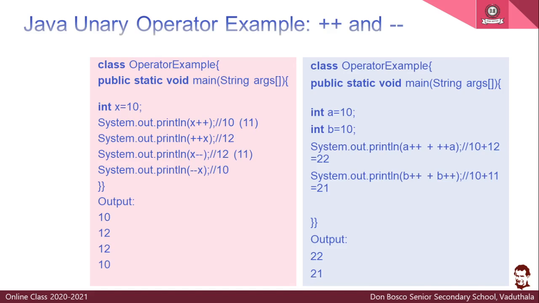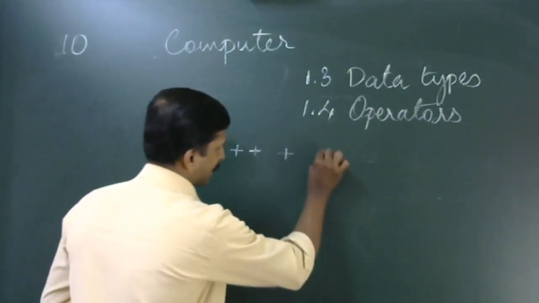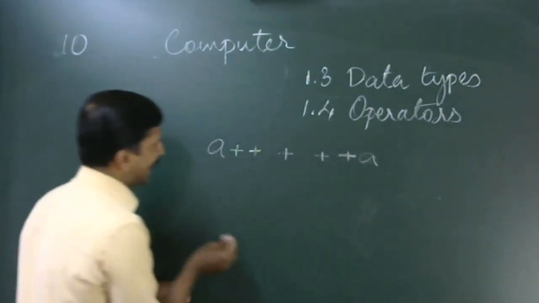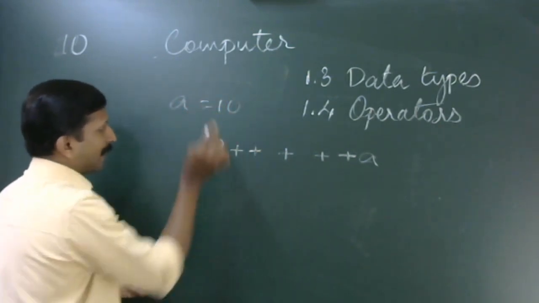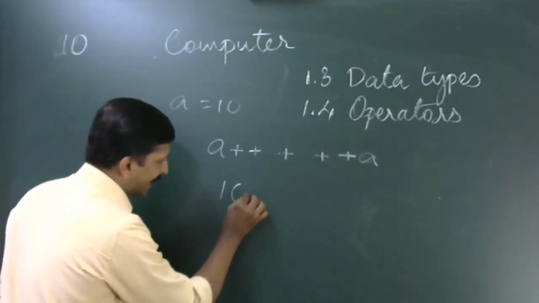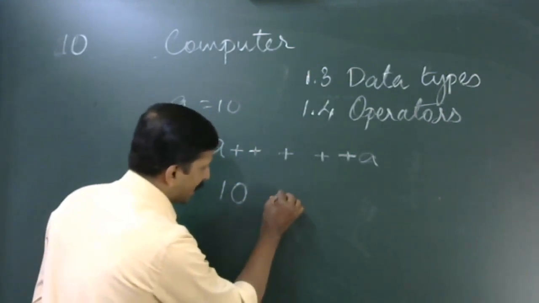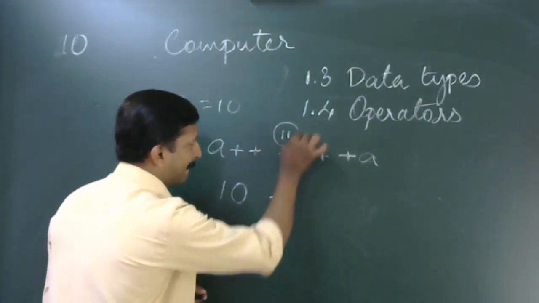And what is the second statement? Plus plus a. You can check this statement, that is a plus plus plus plus plus a. What is the meaning? Initially, if a equal to 10, what will happen? a plus plus means it will use only the 10, and while we are using plus, the value of a will become 11.